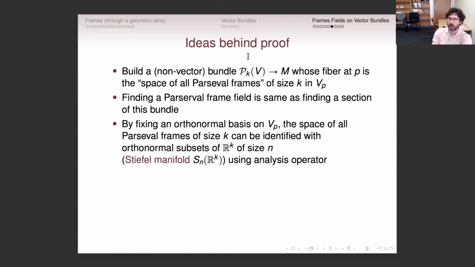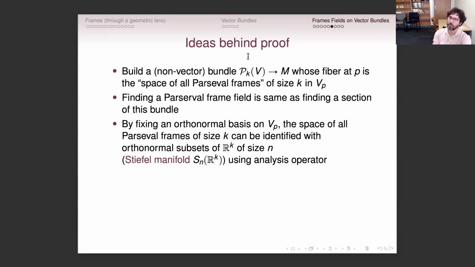And a while ago, I told you about a geometric characterization of parsable frames. They come from frames whose analysis operator is an isometric embedding. If you think about that, what it's telling you is that you can identify the space of parsable frames of size K in an n-dimensional space with orthonormal subsets of R^K of size n. Basically, you pick an orthonormal basis of your domain space, and you hit that with the analysis operator.